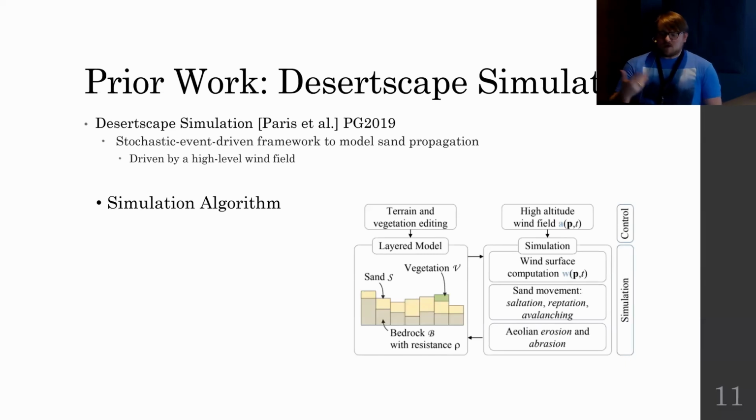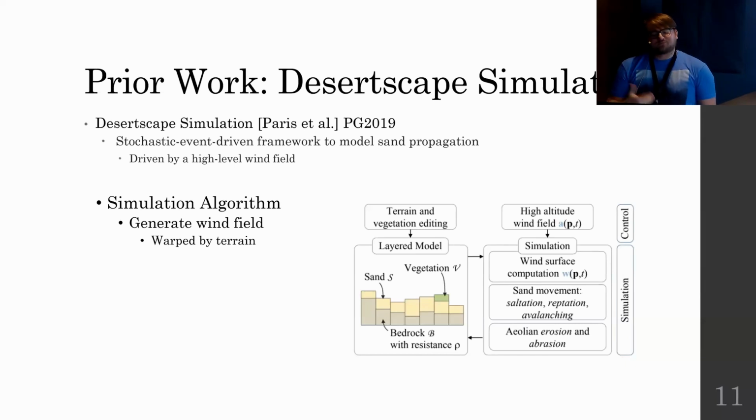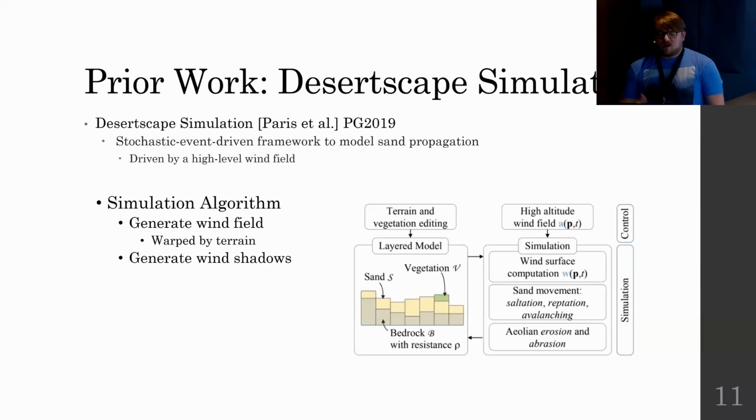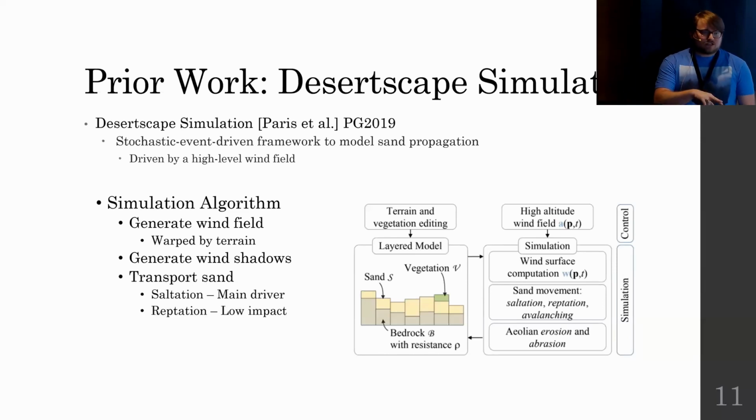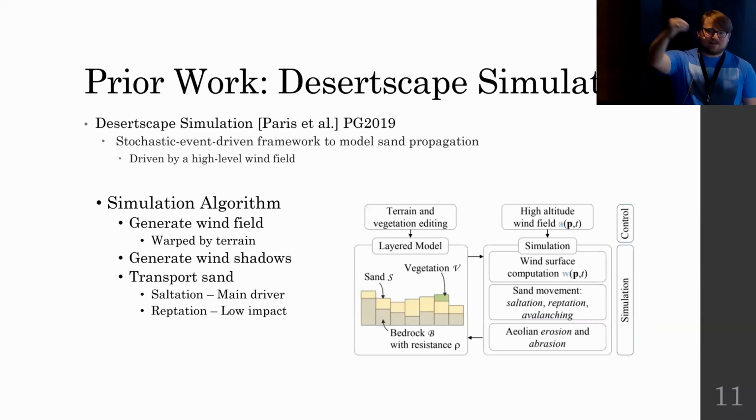And then with that, you're able to generate a wind field by projecting that wind vector down onto the terrain. It warps a little bit. I'll go through this a little bit more. We're going to generate wind shadows, and I'll explain what that means. We transport the sand, and sand is transported in two main ways. There's saltation, where sand is lifted by the wind and propagated forward and then deposited, or reptation, where that deposited sand strikes the sand bed of resting sand and can cause some recursive bouncing. And all of this is handled in an event-driven manner.